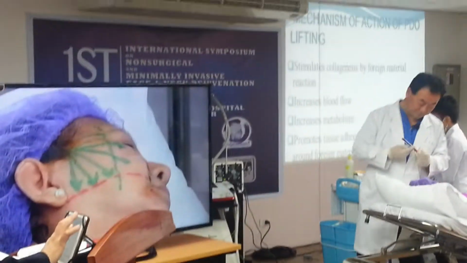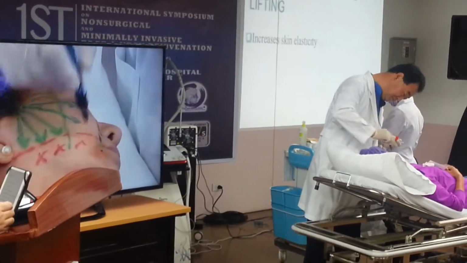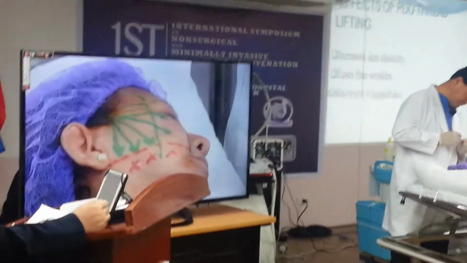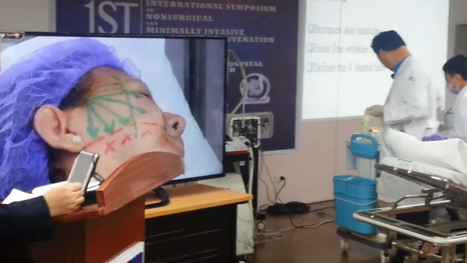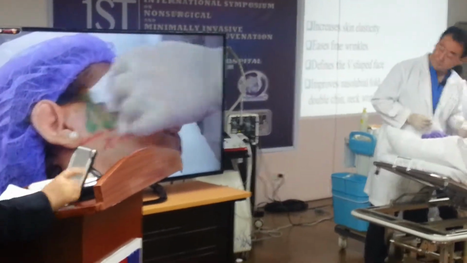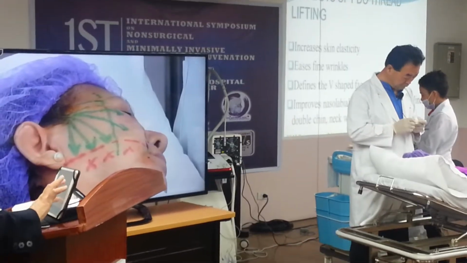We go to the next slide, please. The effects of PDO thread lifting. It increases skin elasticity. It eases fine wrinkles. It defines the V-shaped face. It improves the nasolabial fold, the marionette line, the jawline, the double chin, and the neck wrinkles. And it also whitens and improves the tone of the skin.